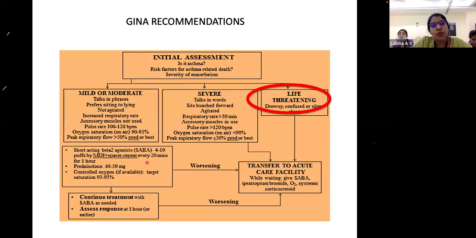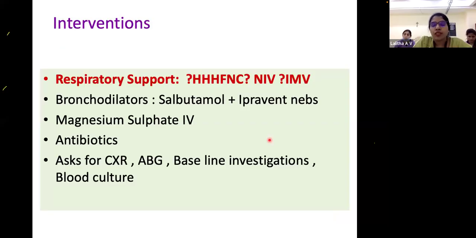Suppose he is not improving with the bronchodilators or steroids, and you find he is becoming very drowsy and the chest is becoming silent. These are the children who will require the intensive care unit or high dependency unit. So how do we manage such a child?